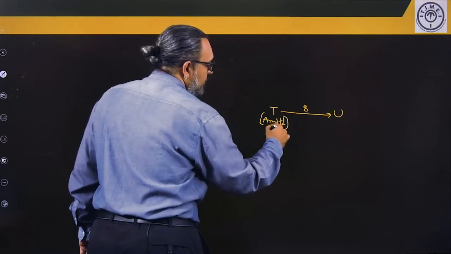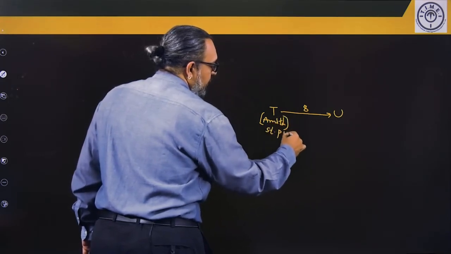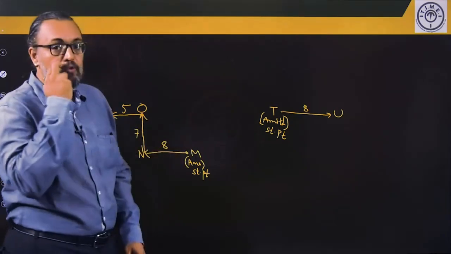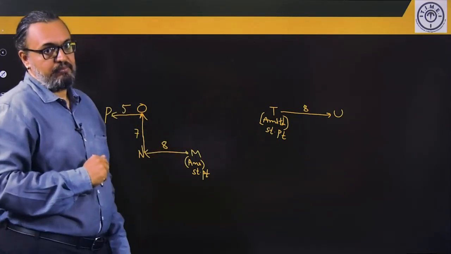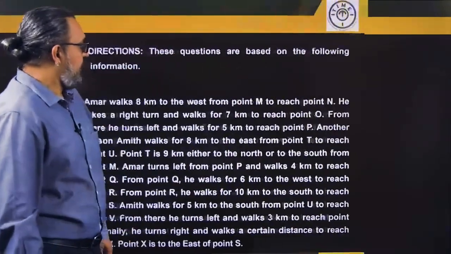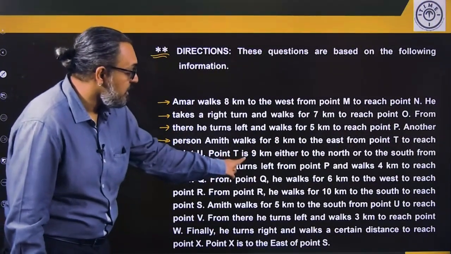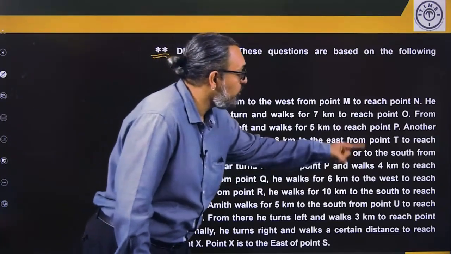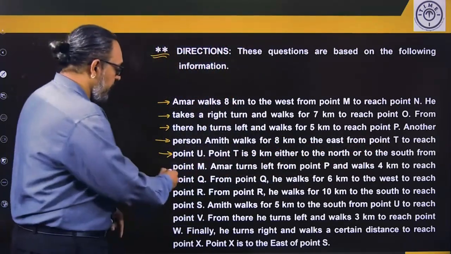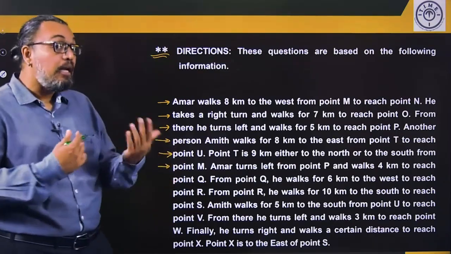So this is Amit's start point. Now I don't know where to club these two for now, so I'll keep it separate. Then after that what he says, see after U, point T is 9 kilometers either to the north or to the south of point M. Now he is clubbing M and T.